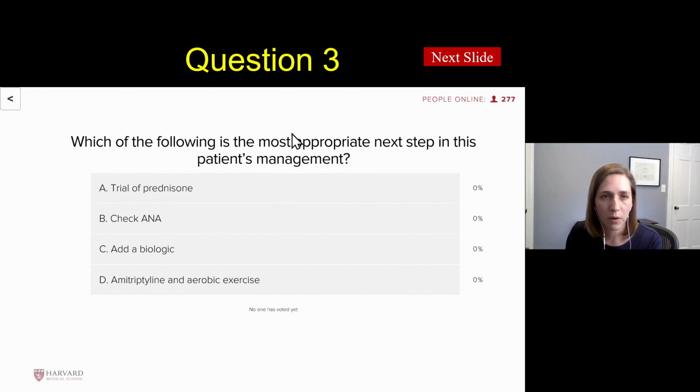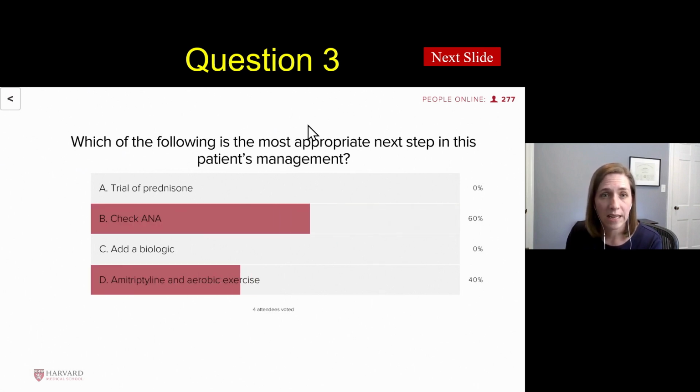A, a trial of prednisone. B, check an ANA. C, add a biologic. Or D, amitriptyline and aerobic exercise.